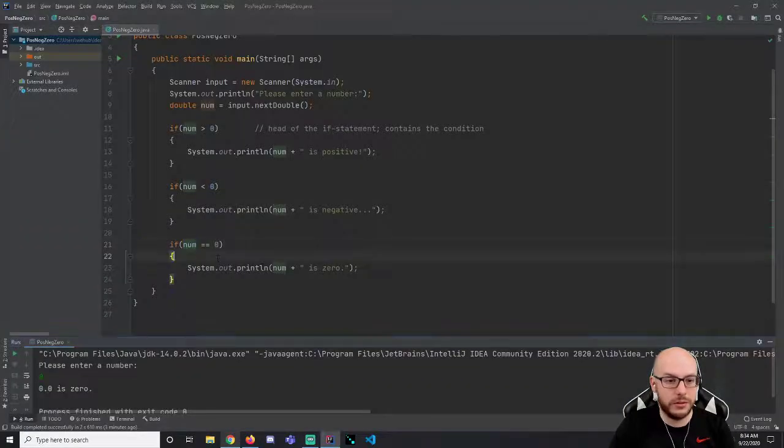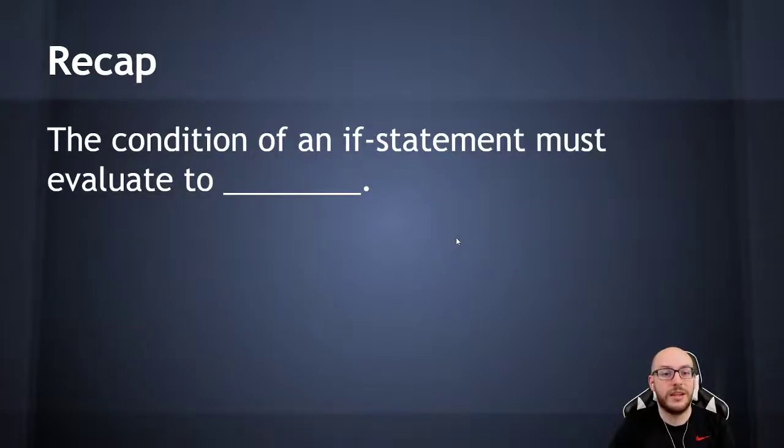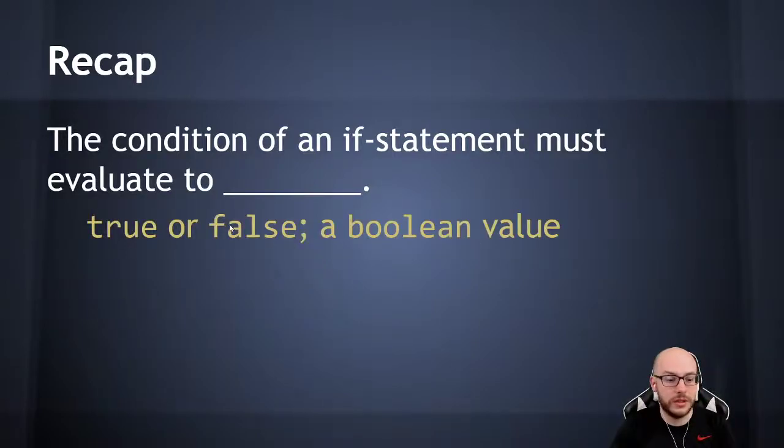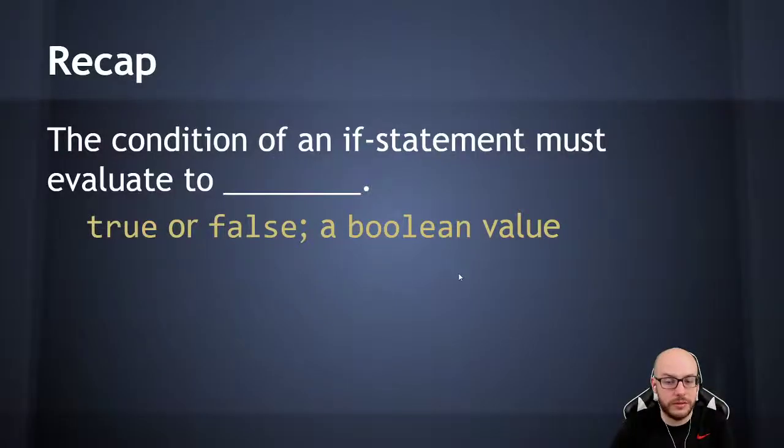The blank is the portion of the if statement header enclosed with parentheses. All right, looking back at my code, what is this? That is going to be the condition. The condition of an if statement must evaluate to, and lots of students will snap say true. That's not what this question is asking, right? It is possible that the if statement condition evaluates to false. It can be true or false, right? We actually just had lots of incidences where I added in 0 and this evaluated false, and this evaluated false, and this one evaluated true. So the condition has to be true or false, a Boolean value.